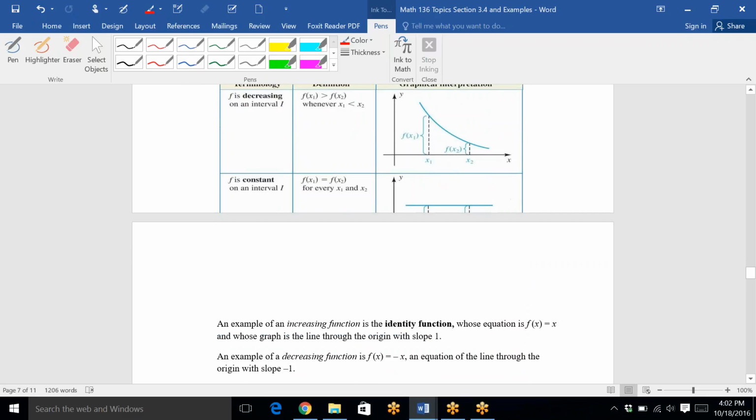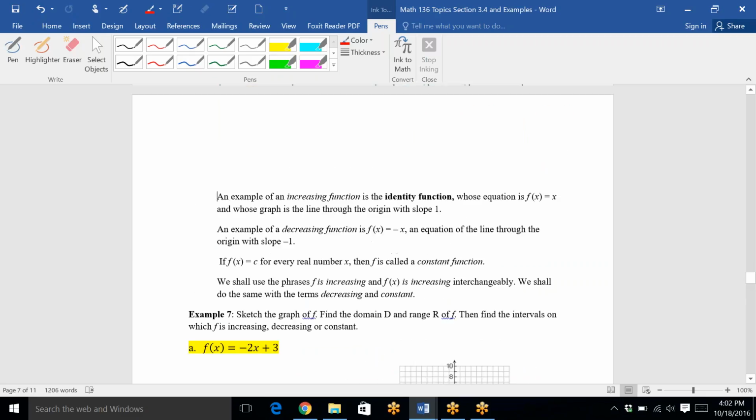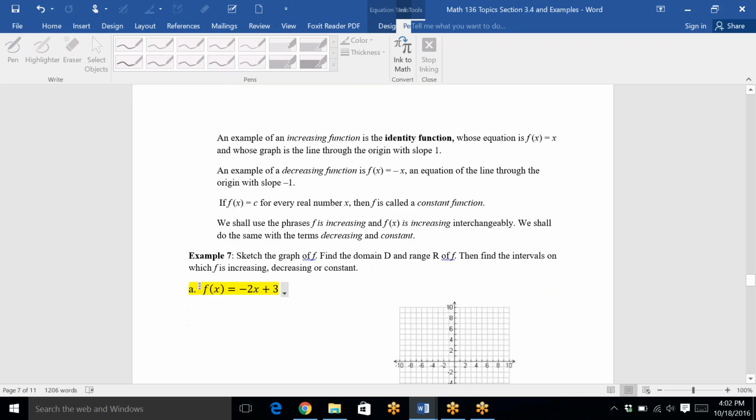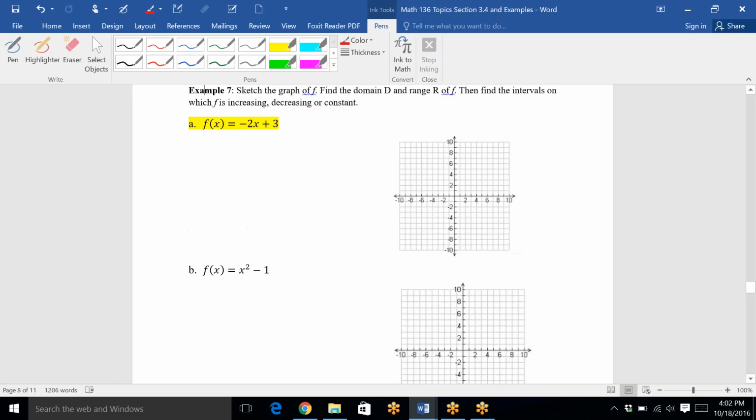Okay, other things from this packet. I wanted to graph some more of these functions. Some of them we did, and others I said I would do on the video. This one would be positive 3 since it's a linear equation. It's mx plus b. And the slope is negative 2 over 1, so that's down 2, right 1. So you can draw the graph from there.